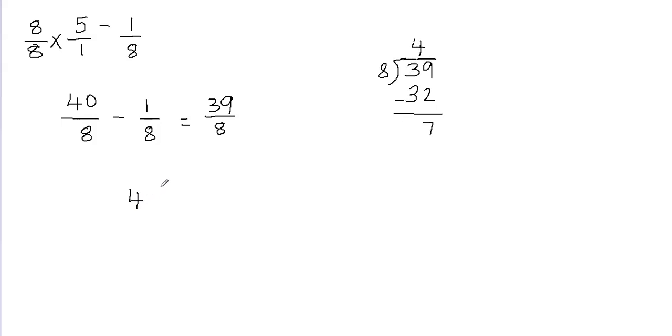Because in a mixed fraction you have the whole number and the fractional part. So the quotient becomes the whole number. The remainder becomes the fraction's numerator, so this is going to go on top. And then the divisor becomes the fraction's denominator. So our final answer is going to be 4 7/8. Remember, when you have to write a mixed fraction, your quotient becomes the whole number, the remainder becomes your fraction's numerator, and the divisor becomes the fraction's denominator. So this is our final answer.